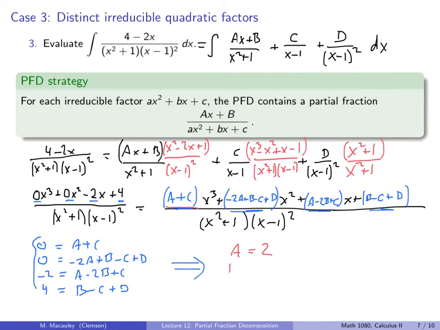b equals 1, c equals -2, and d equals 1.